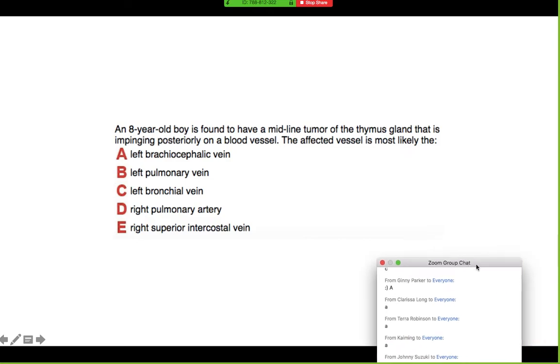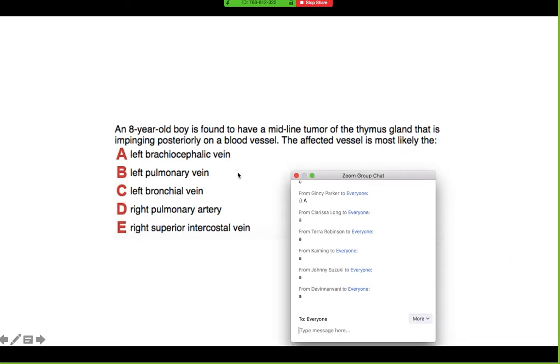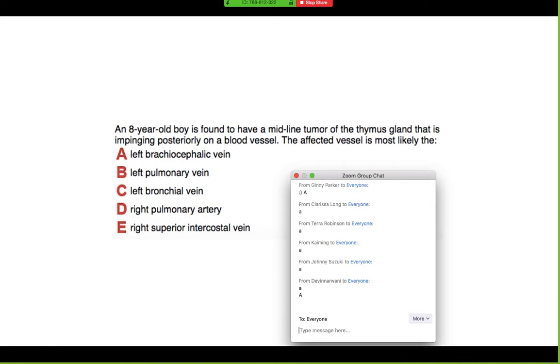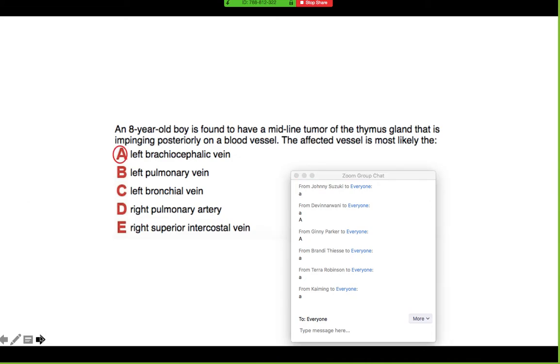Okay, so an 8-year-old boy is found to have a midline tumor of the thymus gland that is impinging posteriorly on a blood vessel. The affected vessel is most likely what? Yes, that is correct. The left brachiocephalic vein. So good job for getting that.